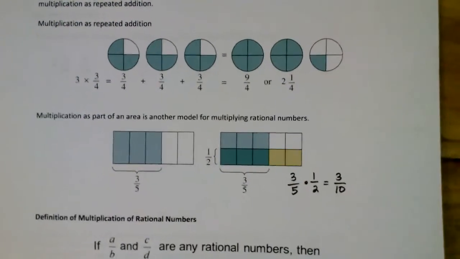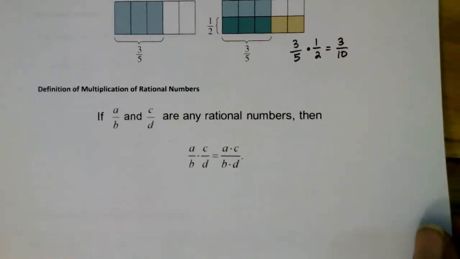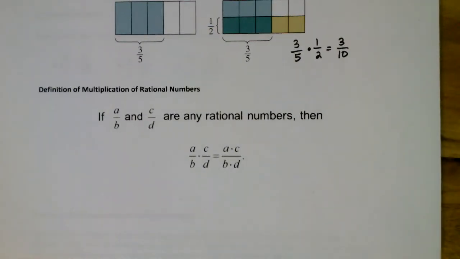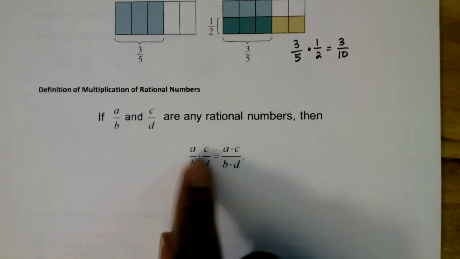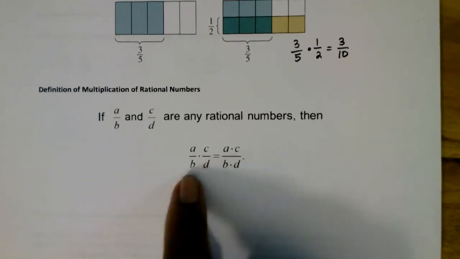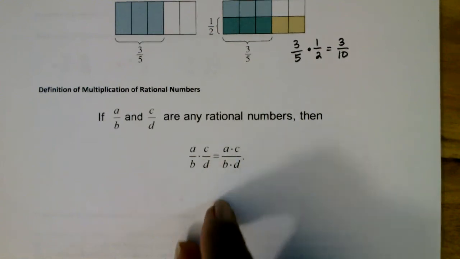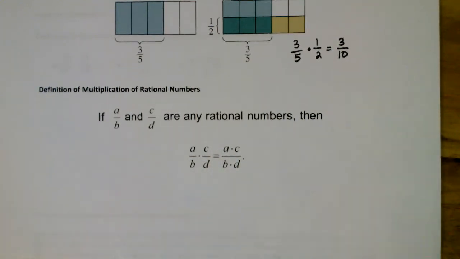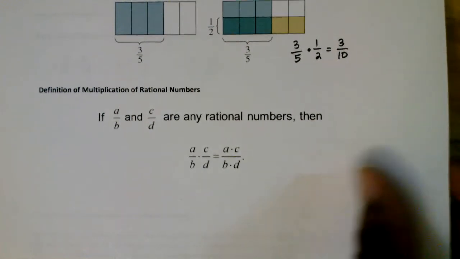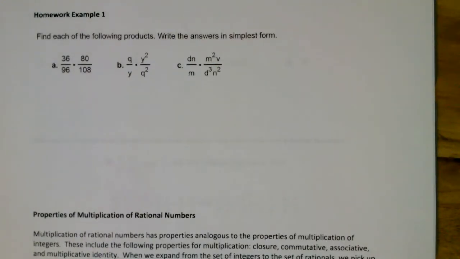Okay. Now let's look at the definition of multiplication of rational numbers. If A over B and C over D are any rational numbers, then A over B times C over D will be equal to this. We multiply the numerators, A and C, over multiplying the denominators, B and D. So it'll be A times C over B times D for multiplication of rational numbers. Okay, here's a couple of examples here. Let's find each of the following products and write the answers in simplest form.